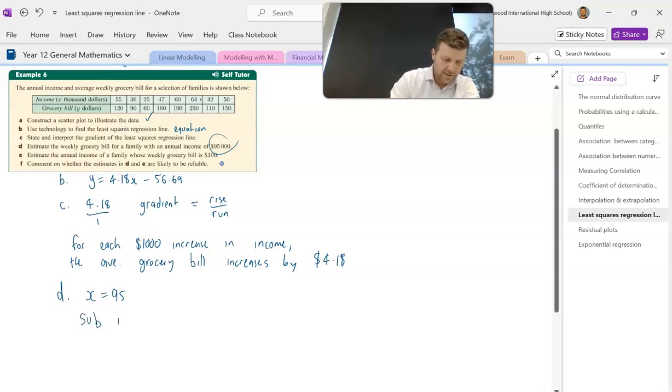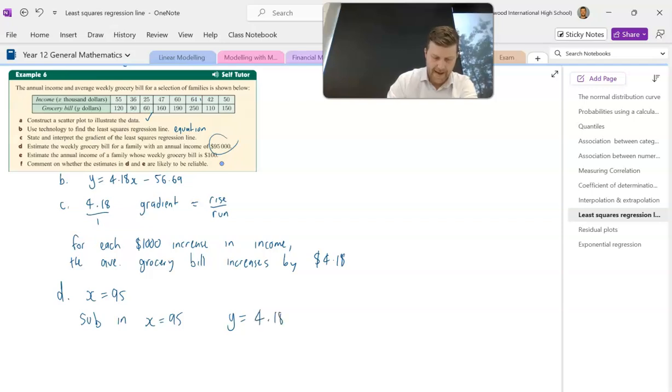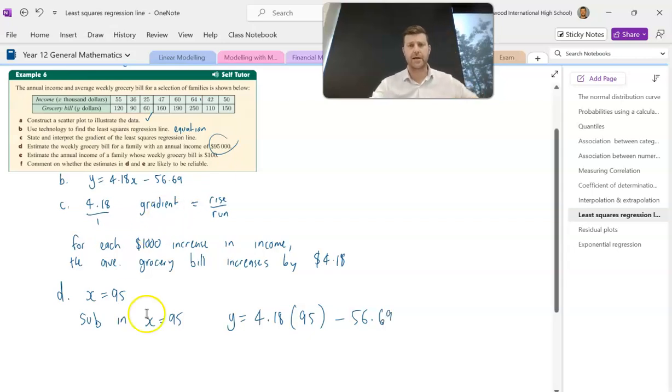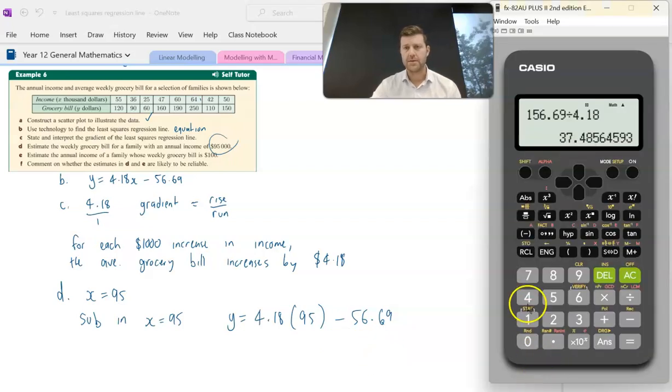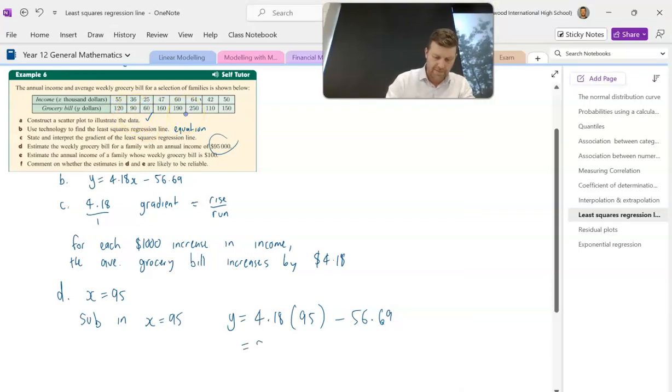So sub in X equals 95 into our equation, which was Y equals 4.18x minus 56.69. So we can just throw that into a calculator: 4.18 times 95 minus 56.69, which equals approximately, let's just go to the dollar there because that's what they're doing with the variables they're giving us here, $340.